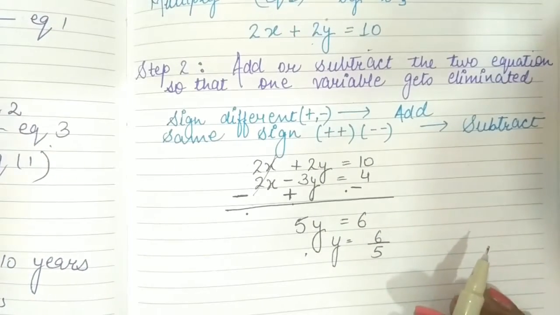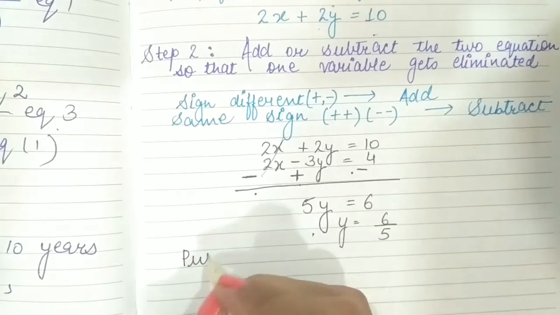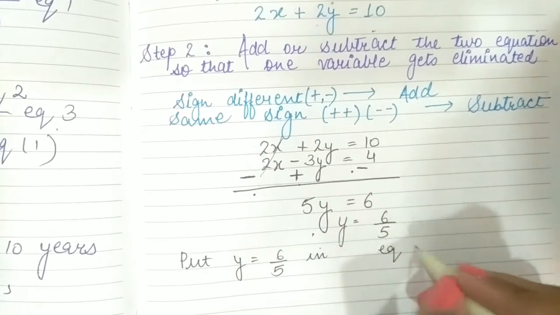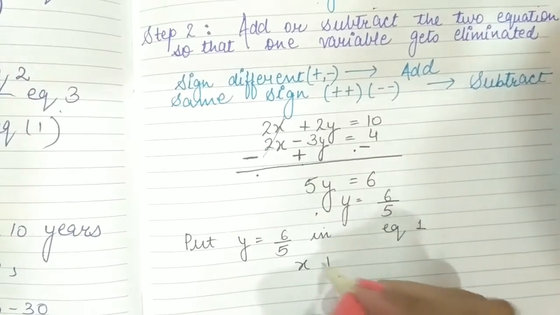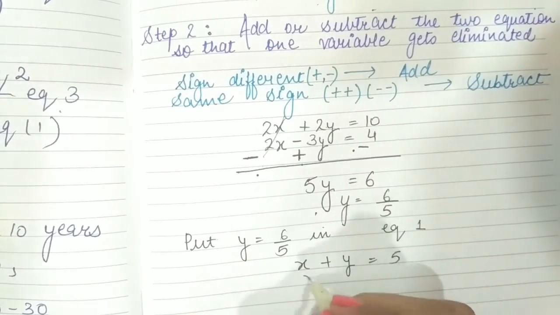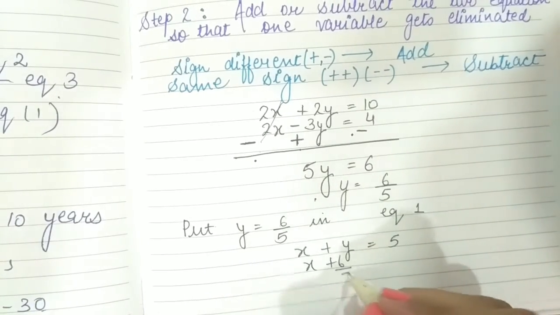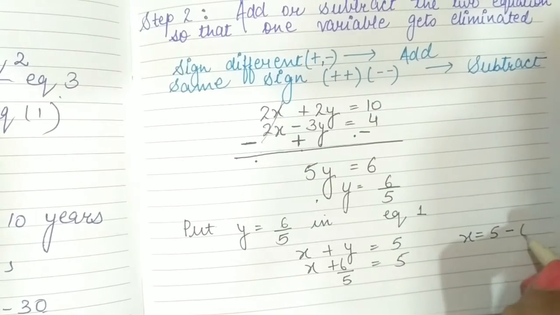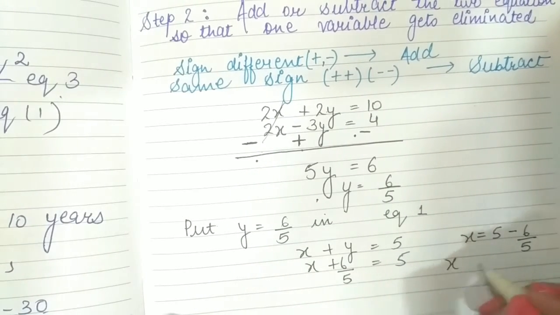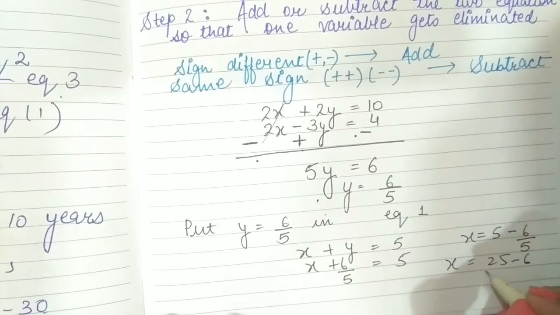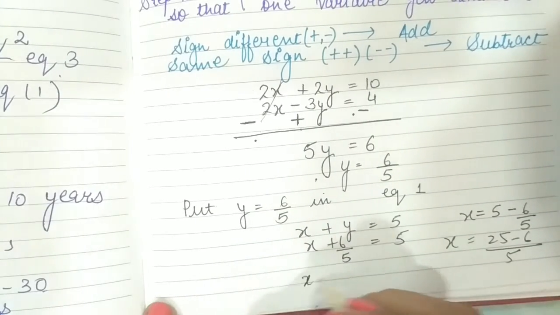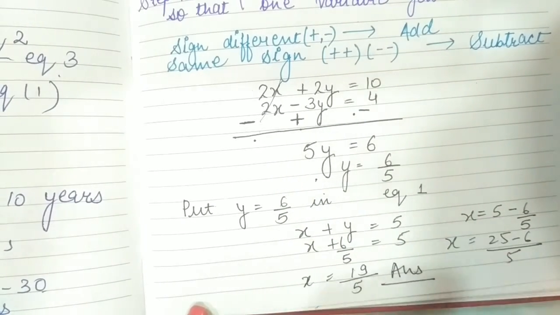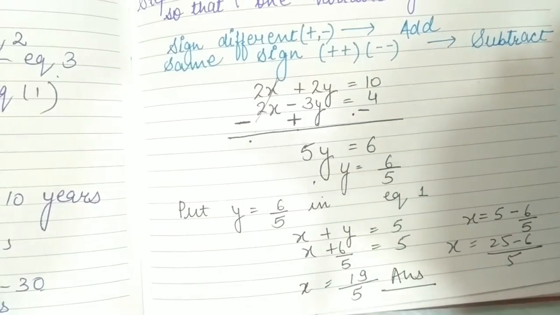You can put this value of y in either of the equations. Put y equals 6 by 5 in equation 1. Equation 1 was x plus y equals 5. So x plus 6 upon 5 equals 5. The value of x will be 5 minus 6 by 5. x equals 25 minus 6 upon 5. x equals 19 by 5. This is our answer. Let us take one more example.